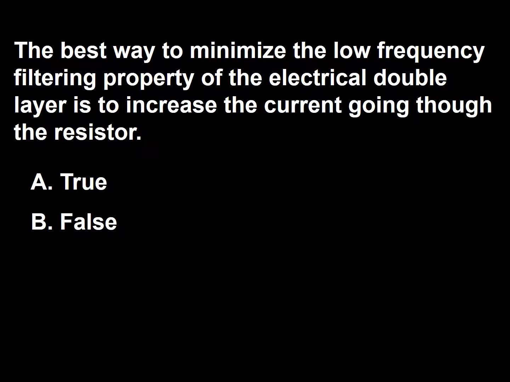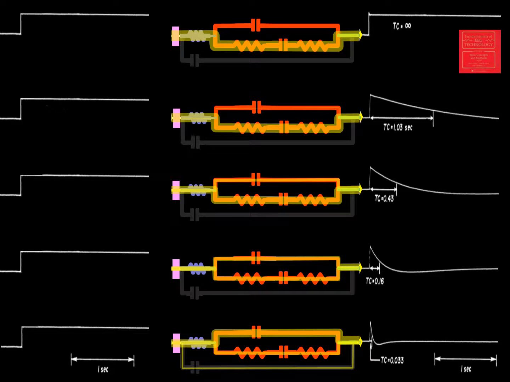The next question is, the best way to minimize the low frequency filtering property of the electrical double layer is to increase the current going through the resistor. A true, B false. Take a moment again to see this frame. Follow the drawings from the top to the bottom, and as you can see, the more current travels through the capacitor, the shorter is the time constant. Seen from the other point of view, the better the conduction through the resistor, the longer the time constant.